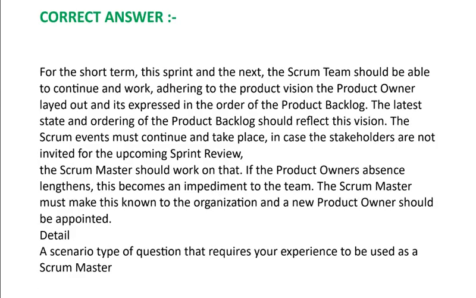Answer is, for the short term, this sprint and the next, the Scrum team should be able to continue to work, adhering to the product vision the product owner laid out and expressed in the order of the product backlog. The latest state and ordering of the product backlog should reflect this vision. The Scrum events must continue and take place, even in case the stakeholders are not invited for the upcoming sprint review. The Scrum Master should work on that.